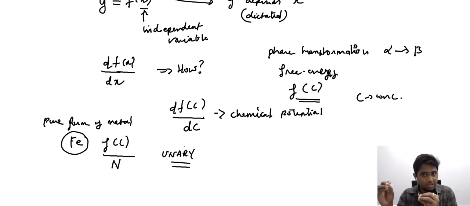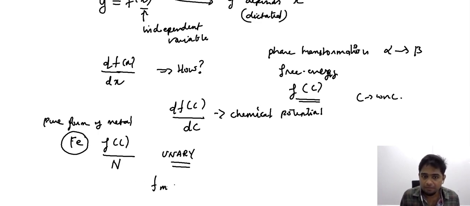And now, if I want to quantify how this increase in the concentration in a unary system varies my free energy, all I need to do is take the ratio of the free energy for a given system and divide it by the number of particles that constitute the system. Again, this is for the unary system. And when I do that, I end up having a free energy for a given number of atoms.